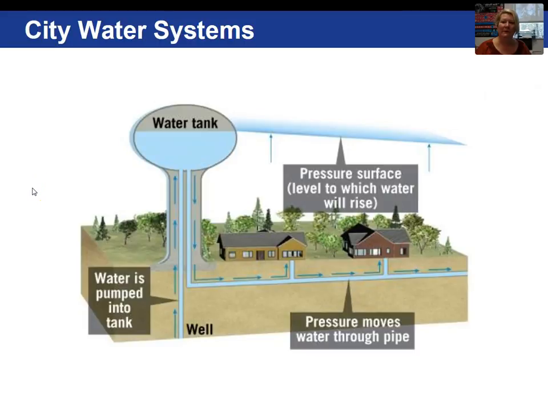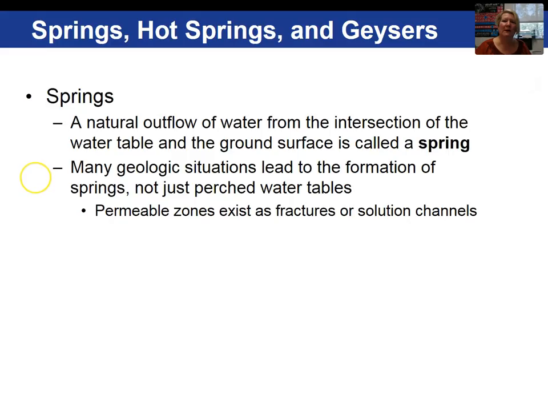Welcome back, geologists. We left off talking about city water systems and how they are like a flowing artesian system. I want to talk about springs today. So this is video 3 for chapter 17, groundwater. A spring is simply a natural outflow of water when the water table intersects the ground surface. Many situations can cause springs.